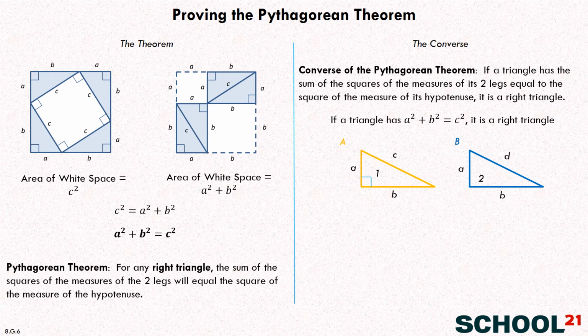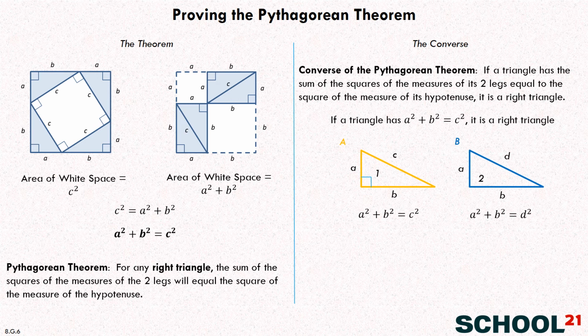Okay? So first let's ask ourselves on triangle A, what can we say about it? Well, it's a right triangle, so we can say that a squared plus b squared equals c squared. We know that from the Pythagorean theorem. Now what we're going to do with triangle B in order to prove the converse is we're going to say a squared plus b squared equals d squared. Okay, we're just going to say that. And we're going to say if that's true, can we then say that angle 2 is a right angle?